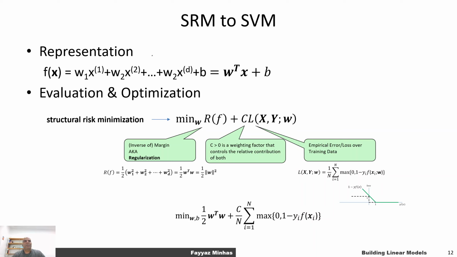So in terms of representation, the representation of a support vector machine and a perceptron is exactly the same. We get a set of features which are denoted by x1 to xd, if we have d different features, and then the discriminant function is still linear, so it's still a dot product, w transpose x plus b. So that's good, nothing different there. What changes is the evaluation part.